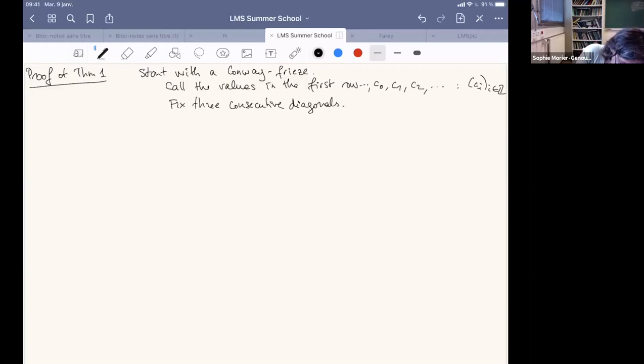Okay, so let's write something like a frieze. So in the first row, I have these c's, c0, c1, c2, c3. And I want to focus on a diagonal, for instance, this one. We'll call them G. I will use the letter G for the values in this diagonal. So this is going to be G1, this is going to be G0. I will have G2, G3, and so on, up to some Gi, and so on, up to some GW. That's the width of the frieze.